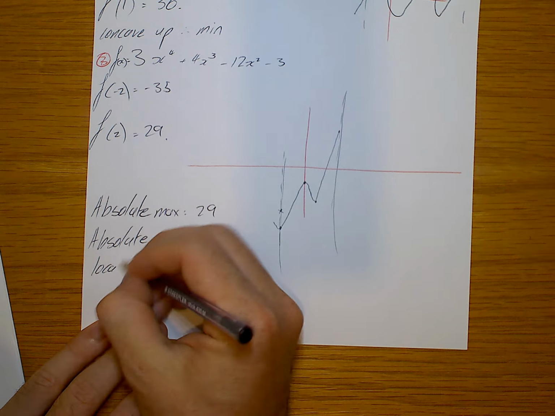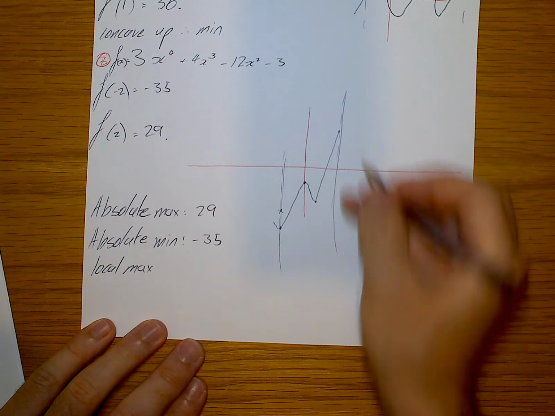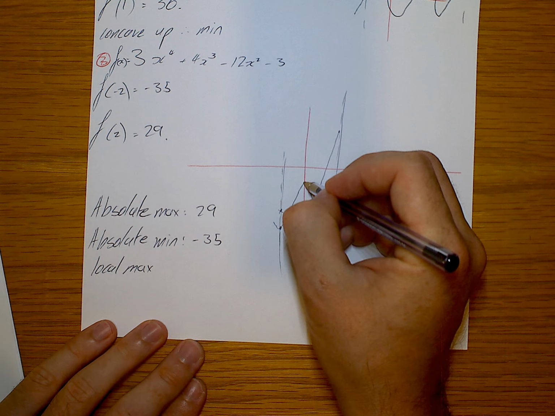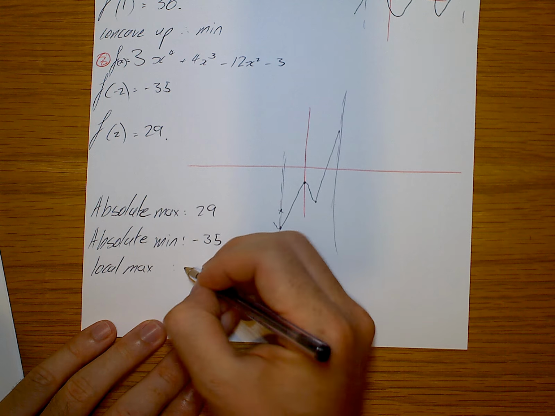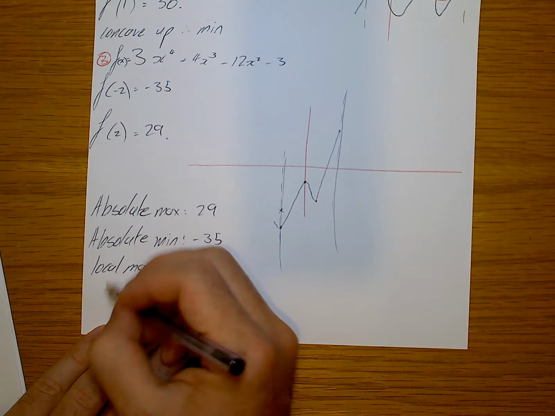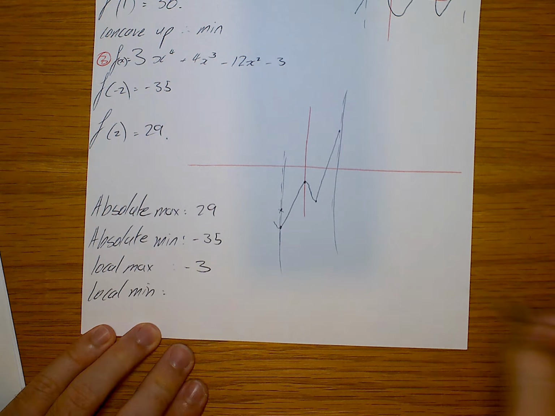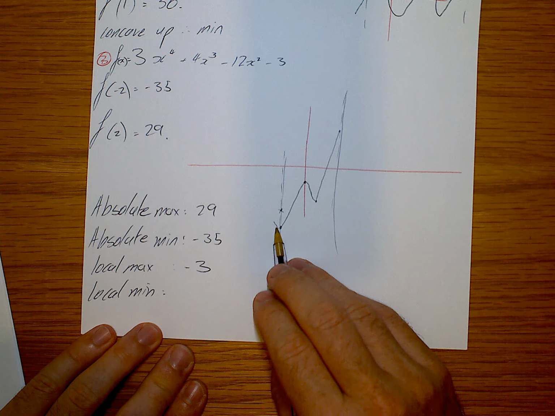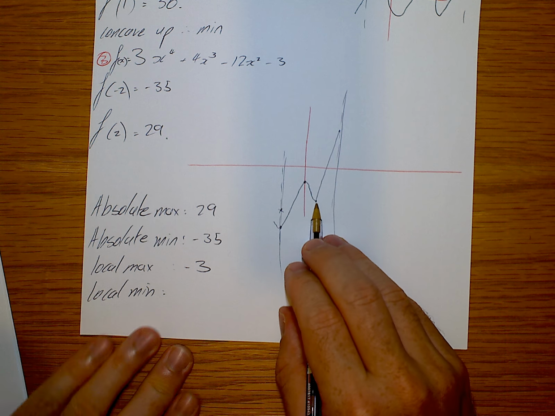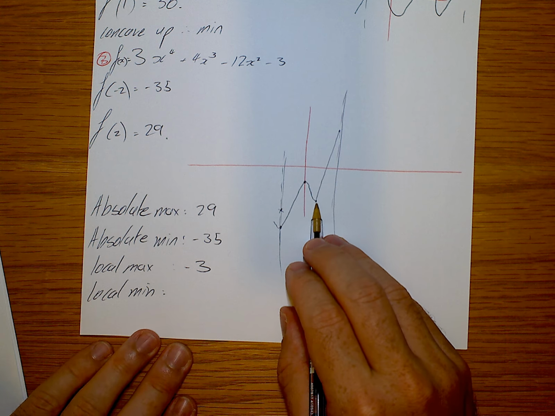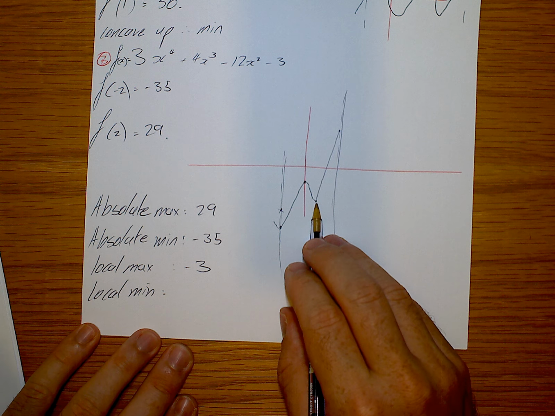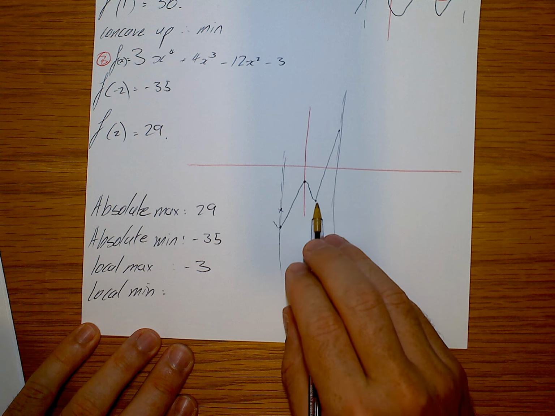Our local max was here, which was -3. And our local min, well, we've kind of got two mins within here. I would say that our minimum here would be -8.